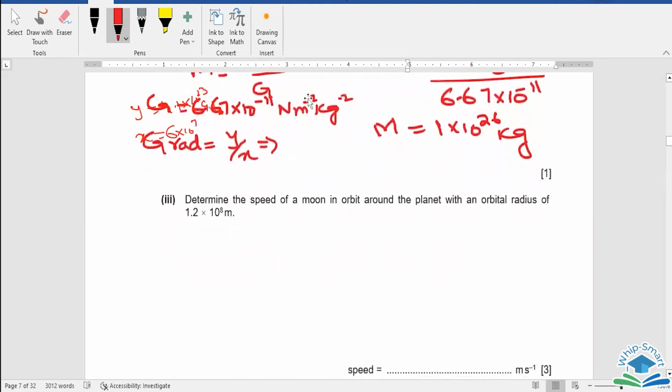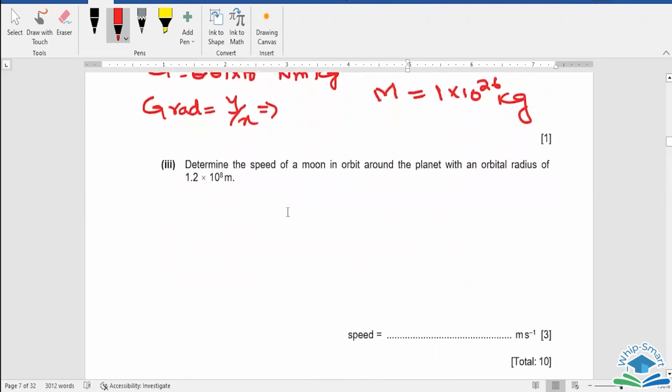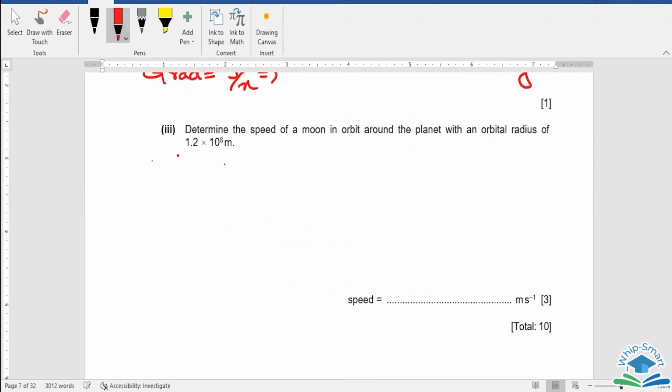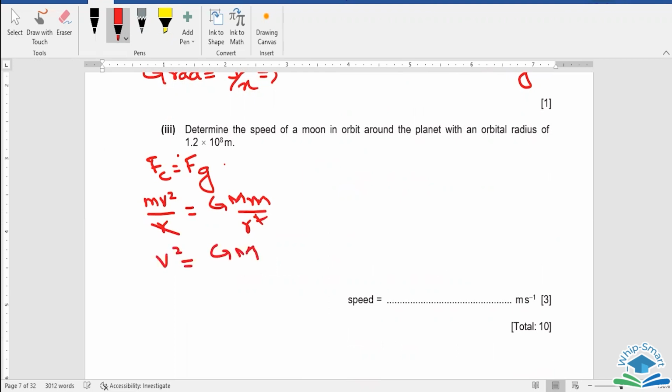Moving on to the next question, it says determine the speed of a moon in orbit around the planet with orbital radius of 1.2 into 10 power 8 meters. Again, it will be calculated by centripetal force equals gravitational force. So this will be mv square upon r is equal to GMm upon r square. r will be cancelled here, and v square is equal to GM. We also cancel m here, upon r.